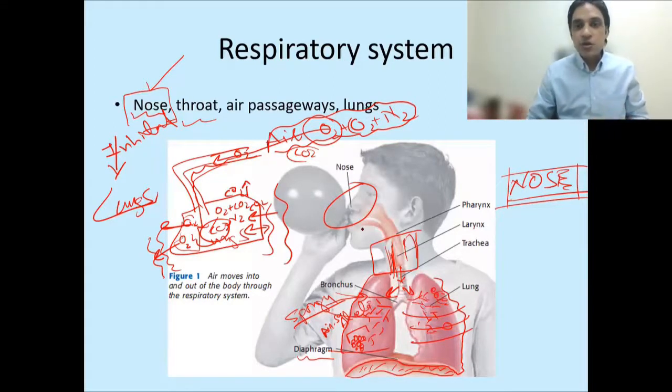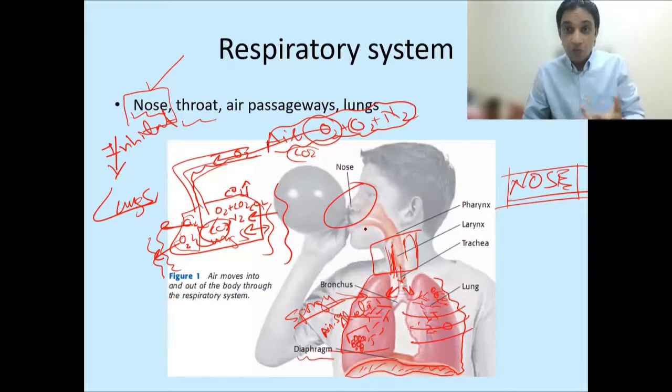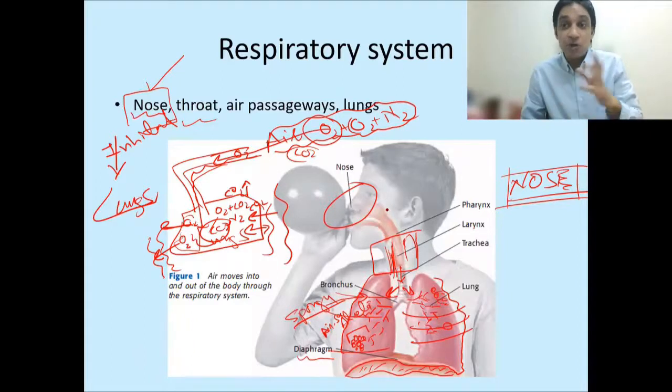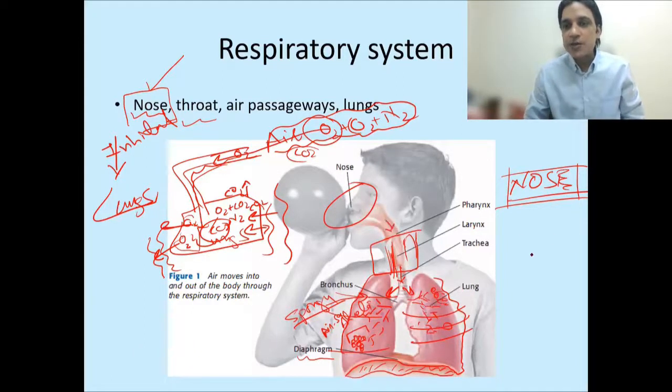So after the nose, the air which is now comparatively wet, as well as warmer according to the body's temperature, and from which a lot of dust particles are removed, actually enters into the next part. That's what we call the larynx. And you also need to remember the upper part, which is called the pharynx. The pharynx is a part which is common between the digestive system as well as the respiratory system.